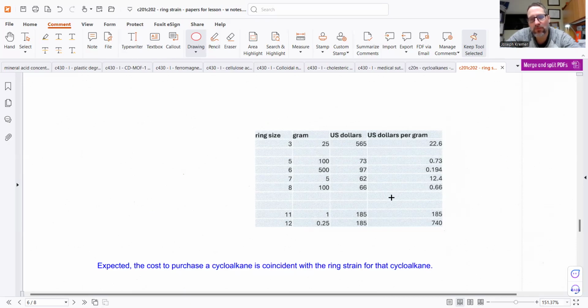Where's the data for 9 and 10? They don't even sell those. Aldrich does not sell cyclononane. Tell you something? I was surprised that Aldrich does not sell cyclobutane. I didn't know that, but they don't.